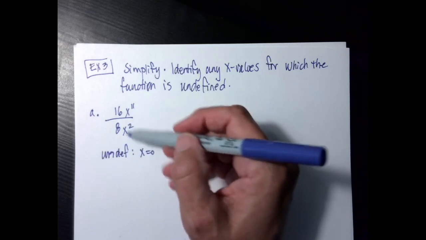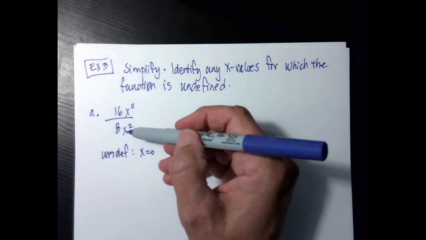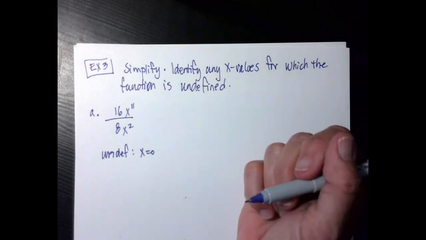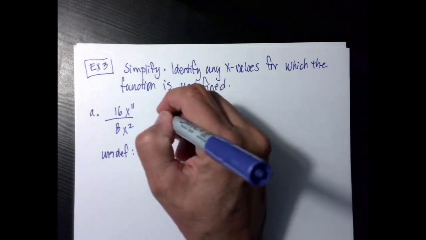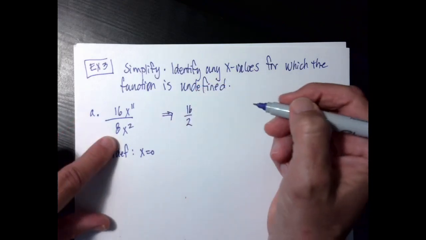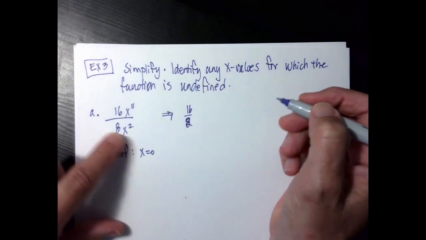Even though I'm going to simplify this function, it's undefined in the original function, and so I want to make sure that I account for that. Now I'm going to simplify my expression. So 16, I'm going to split it up into 16 divided by 8. Sorry, my brain's going ahead.